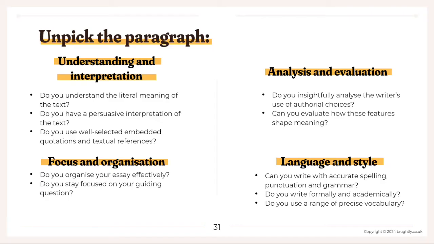Where is it organising its paragraph effectively? Where is it staying focused on the guiding question? Where is it writing with accurate spelling, punctuation and grammar, with precise vocabulary and an academic and formal tone? And if you do want to think about understanding, where is it having a persuasive interpretation of the text? Where is it using textual references? Criterion B, how is it insightfully analysing the writer's use of authorial choices, and how is it evaluating how all of these features come together to shape the text's overall meaning? Pause the video now and unpick the petal paragraph.